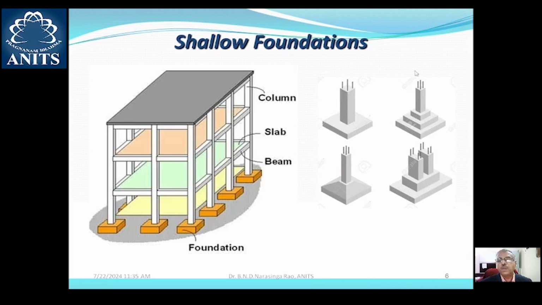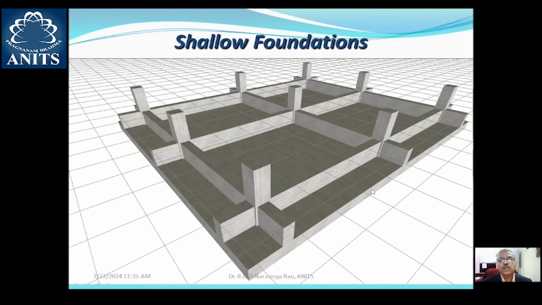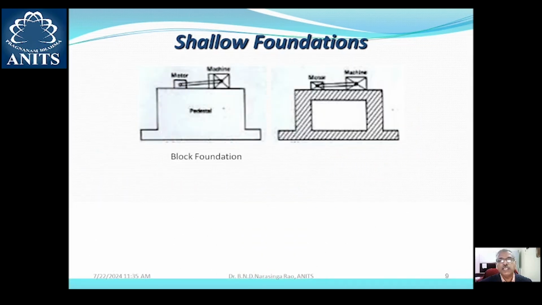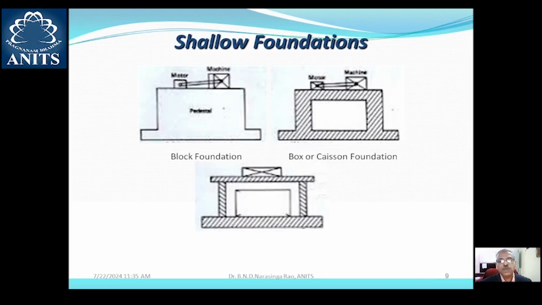These are the different types of shallow foundations, and this is the raft foundation, which is also a type of shallow foundation. These are the foundations for machines in the form of block foundation, box or caisson foundation and wall type foundation. All these form the shallow foundations.